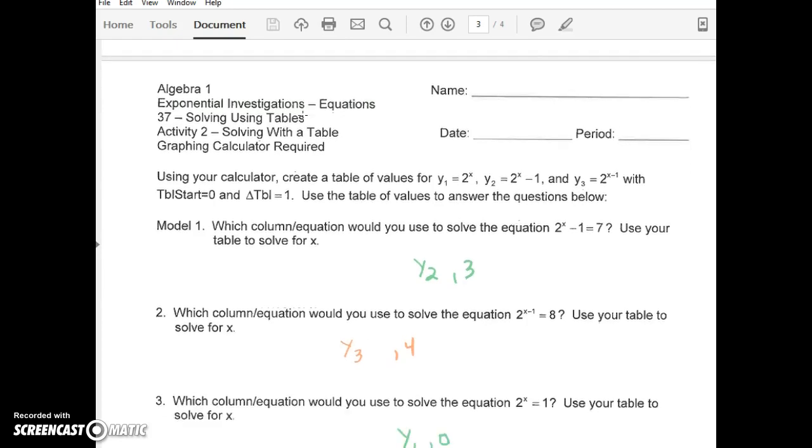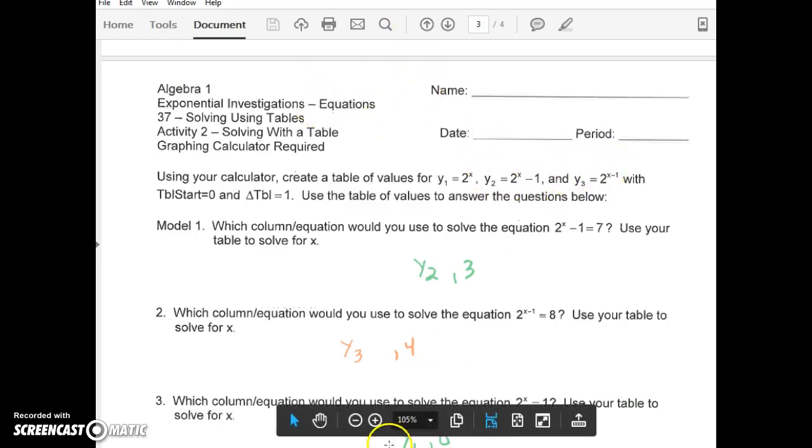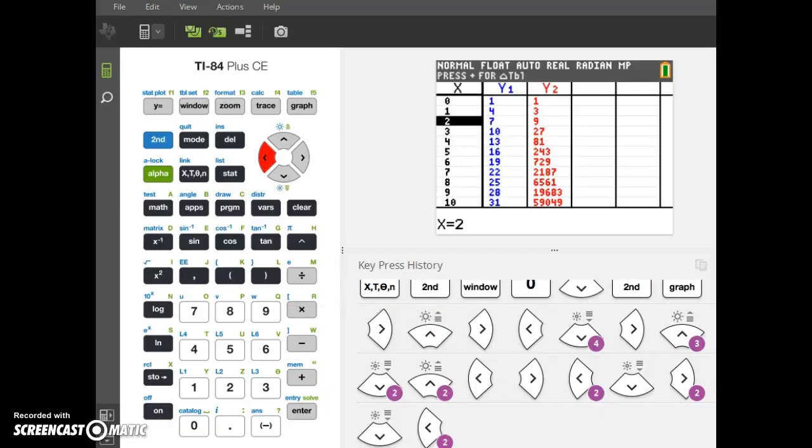In activity 2, we're given 3 equations. y1 equals 2 to the x, y2 equals 2 to the x minus 1, and y3 is 2 to the quantity x minus 1. Again, very similar equations, but a slight difference in where that negative 1 is located, and that's what we have to be very careful of. So first let's enter those into the calculator.